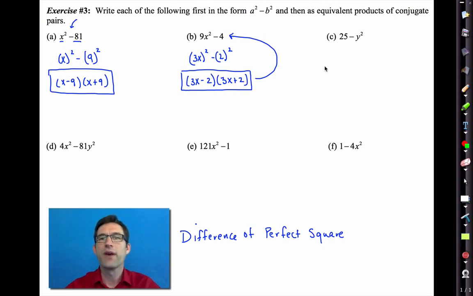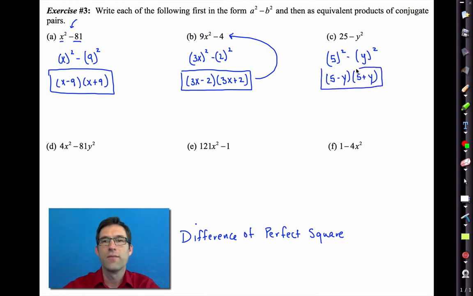Watch out for this one, 25 minus y squared. That would be the same as 5 squared minus y squared. So that can factor into 5 minus y times 5 plus y. Be careful, don't make it into y minus 5 times y plus 5. That's not correct. All right. Now, if you think you have the pattern, pause the video now and work through D, E, and F. If you don't, hold on and we'll work through the rest of them together.